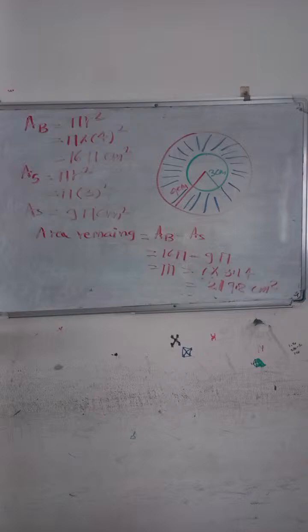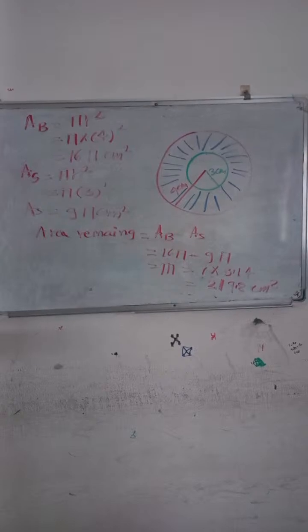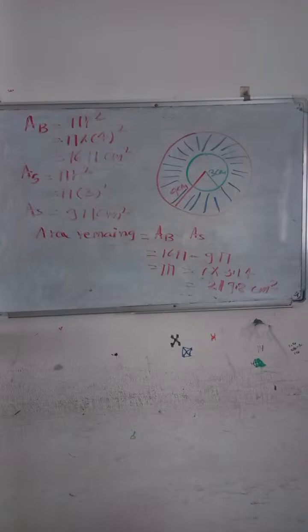Write down. In the adjoining figure, ABCD is a rectangle with dimensions 24 meter into 16 meter. Full stop.